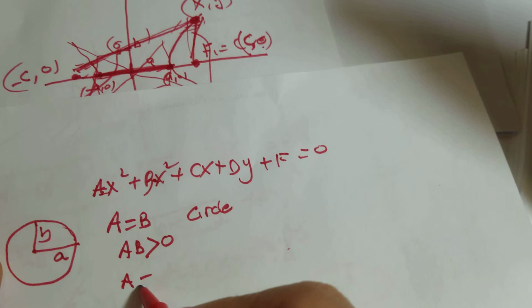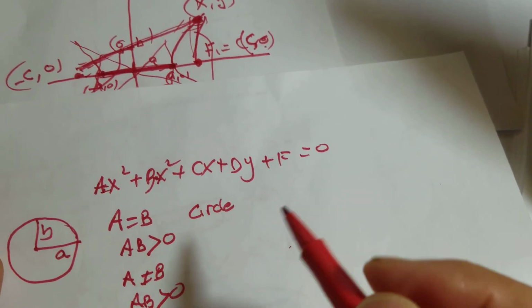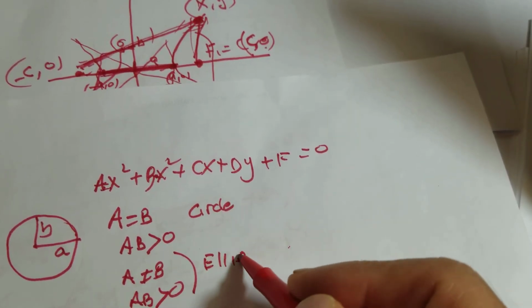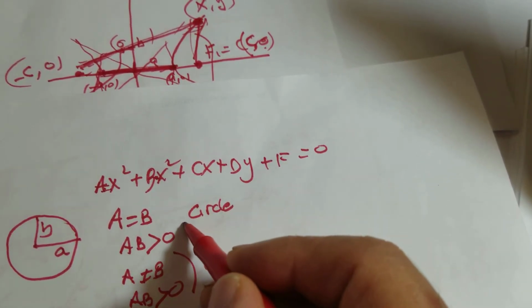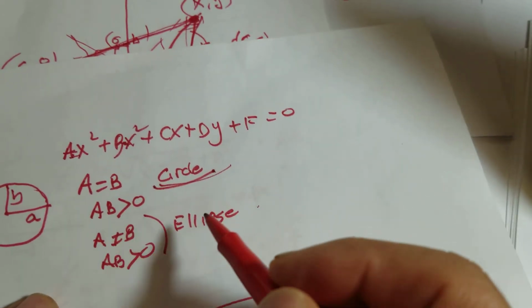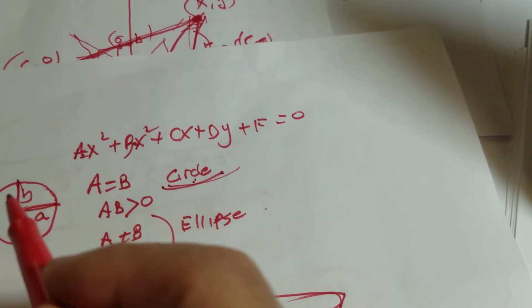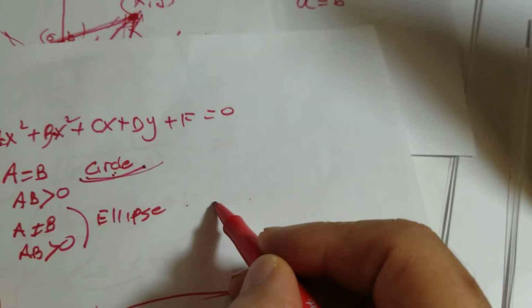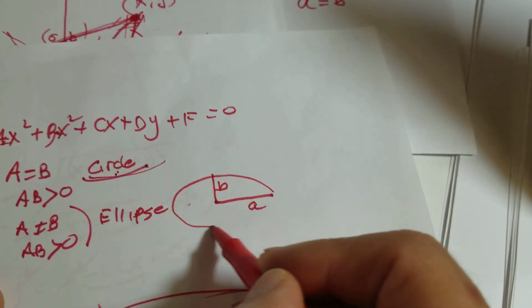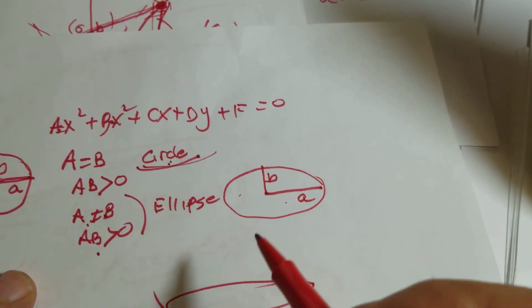But if A is not equal to B, but the product is positive, remember the ellipse is the same as what? We said this is part of the ellipse. I'm sorry, the circle is a special kind of ellipse. On the circle, the major axis and minor axis are exactly the same, but on the ellipse, the major axis and minor axis are different. Therefore, if A is not equal to B, but both are positive, it is an ellipse.